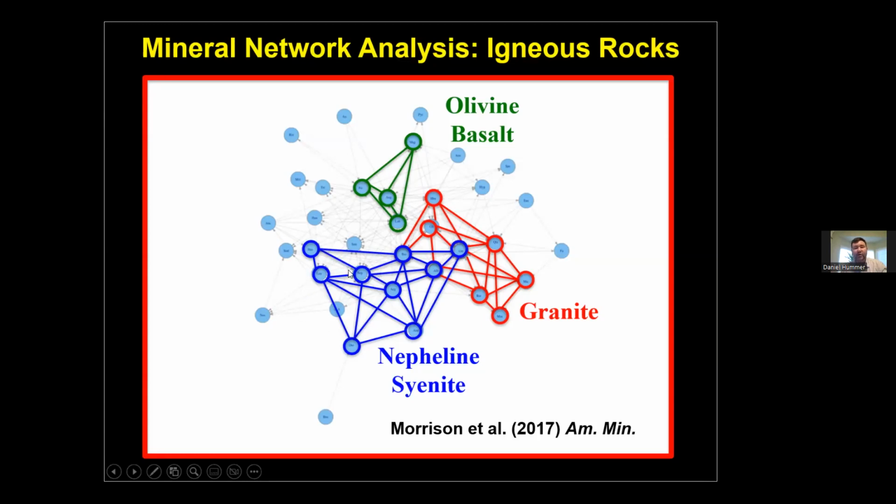Notice it has a greater variety of minerals, but it does also overlap in its mineralogy with a granite. There's three minerals that are common between the granite and the nepheline syenite. So you can study the relationships between all of these minerals. You can correlate it with their thermodynamic properties.